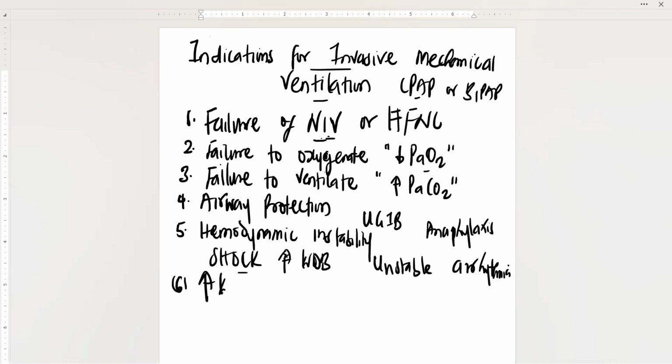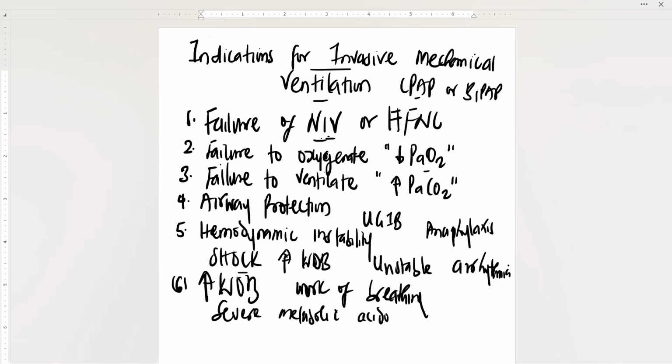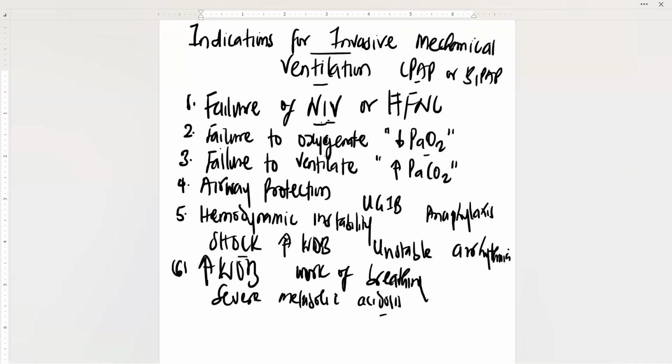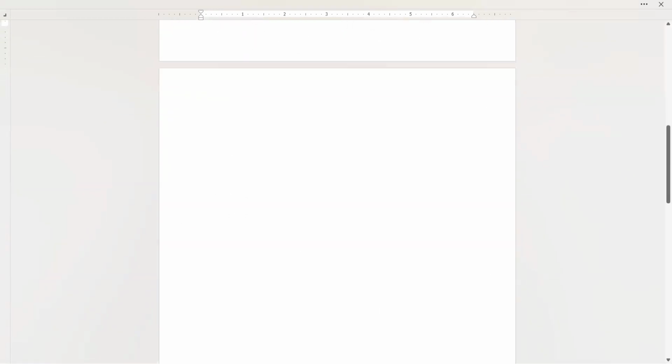And the last reason is increased work of breathing. Any of these above that we've talked about could lead to increased work of breathing. In addition to that, somebody who has severe metabolic acidosis, like in the case of DKA, diabetic ketoacidosis, this will increase the work of breathing, and as a result of that, this might be an indication for mechanical ventilation. So having said that, how does this translate into the parameters that we're going to place the patient on, right?